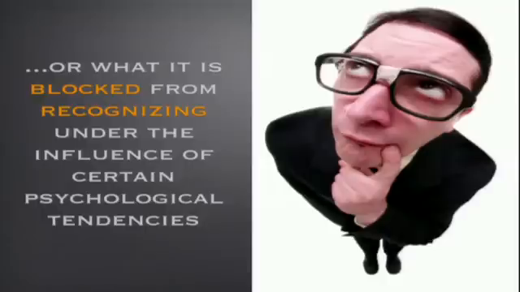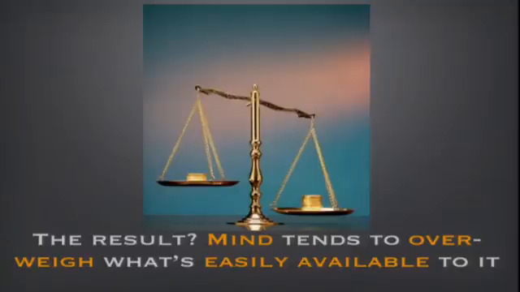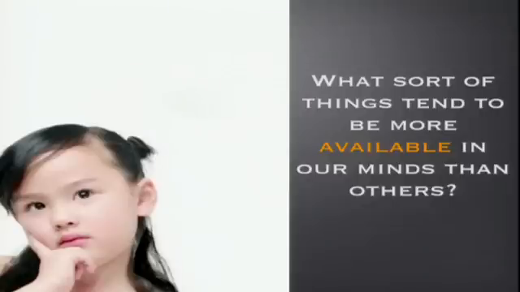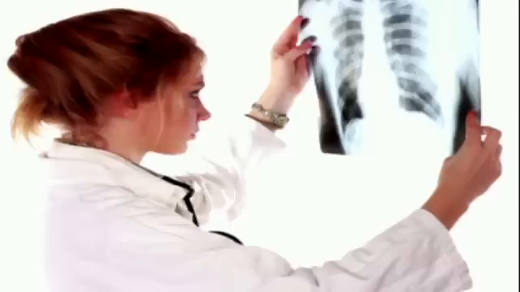The memory fades. The brain can't use what it cannot remember, or it is blocked from recognizing under the influence of certain psychological tendencies. Obviously, if you're going to overweigh things that really don't matter but are at the forefront of your mind, and underweigh things that matter more but are at the back of your mind, you're going to end up with miscognition. Now, what are the kinds of things that are more available in people's minds? Well, one of them is vividness, something that captures their attention. Think plane crashes, think volcanoes, think earthquakes. People remember those.